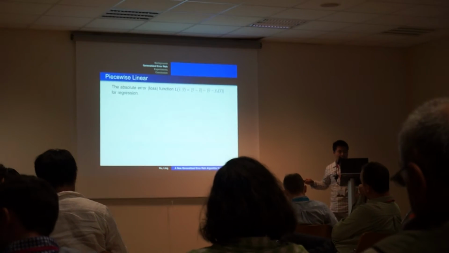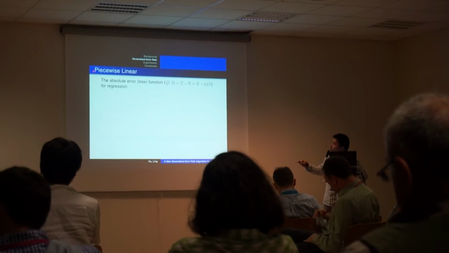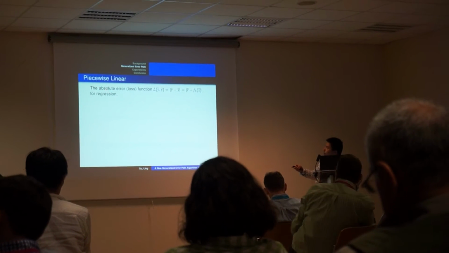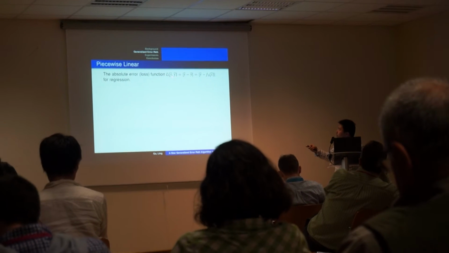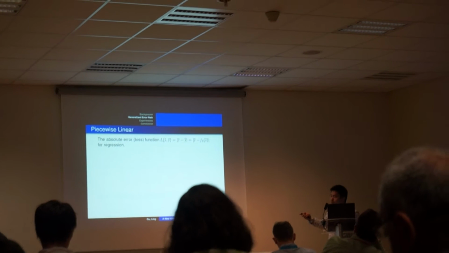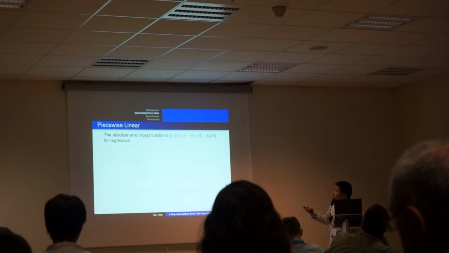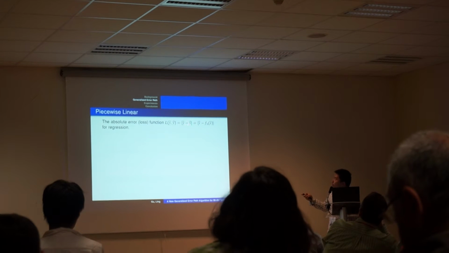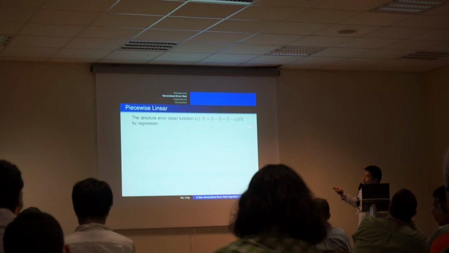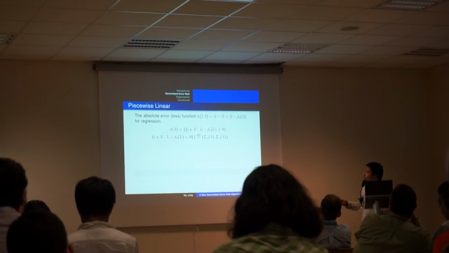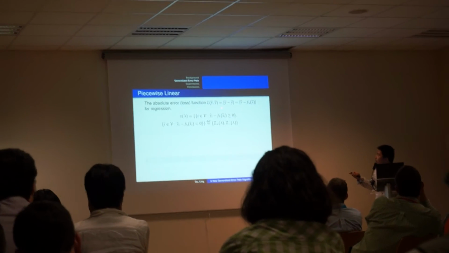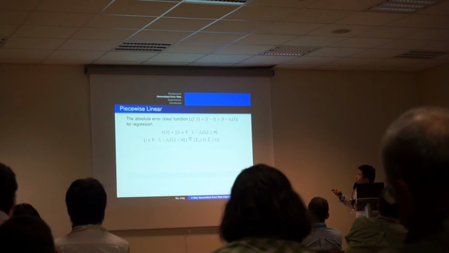This is the first case, and the next case is where the error path may be piecewise linear. We consider the absolute error function, and similarly, y is the true value of the input, and y hat is the predicted value of the input. This is the predicted function, and we first give a partition on the validation set, based on the sign of this function.